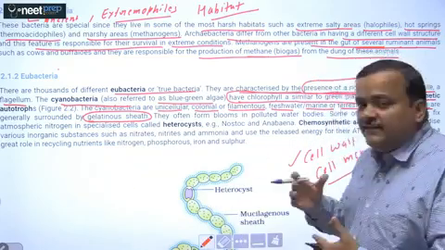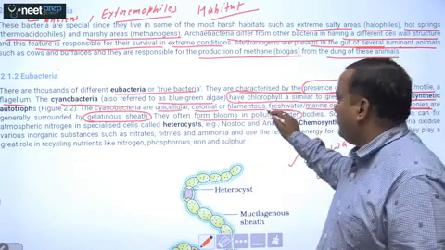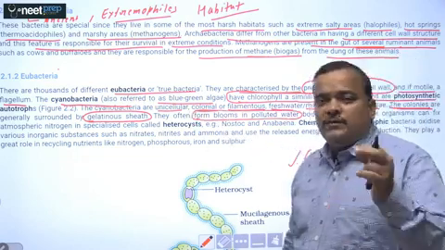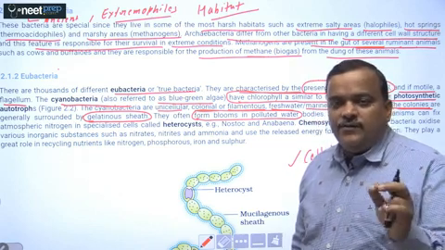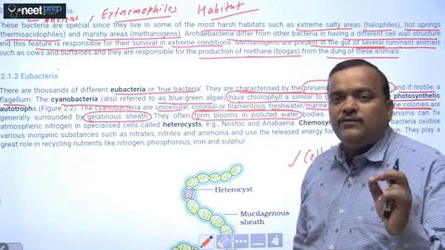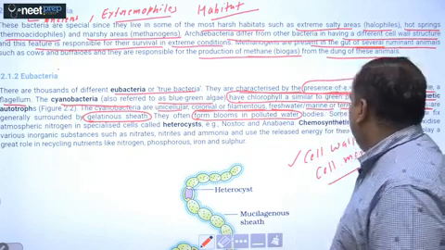Now these cyanobacteria, blue-green algae, are responsible for bloom of polluted water. What is bloom of polluted water? That means when there is an increase in the amount of nutrients in a water body, it promotes the growth of algae, and that is referred to as algal bloom. One of the common algae is this blue-green algae.